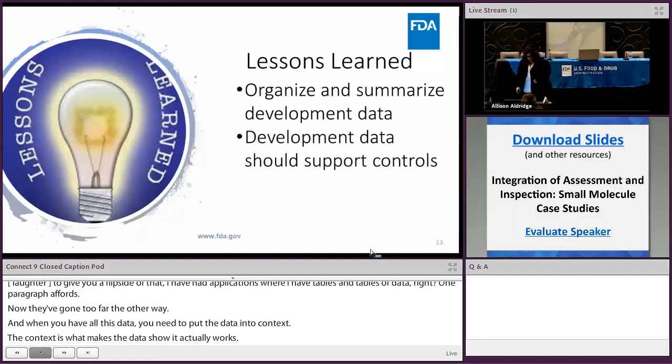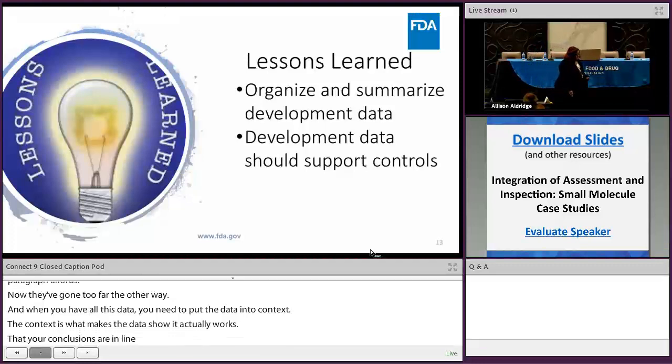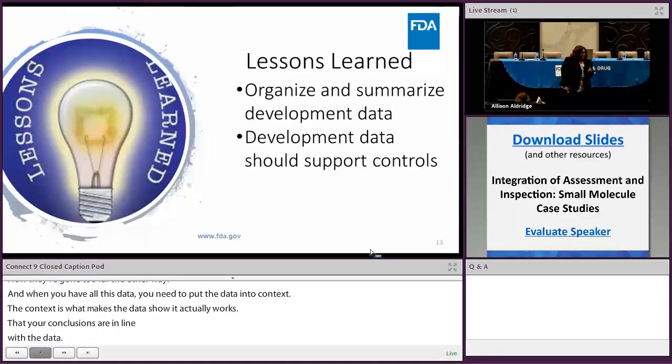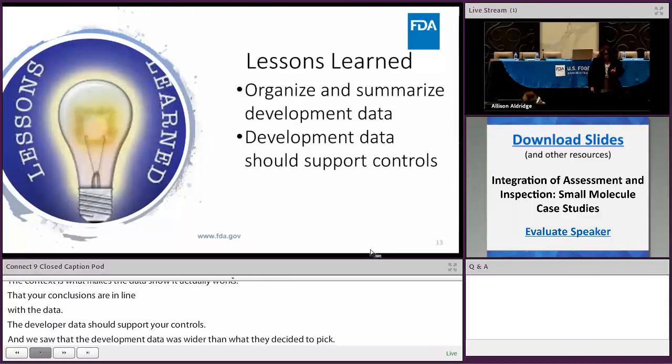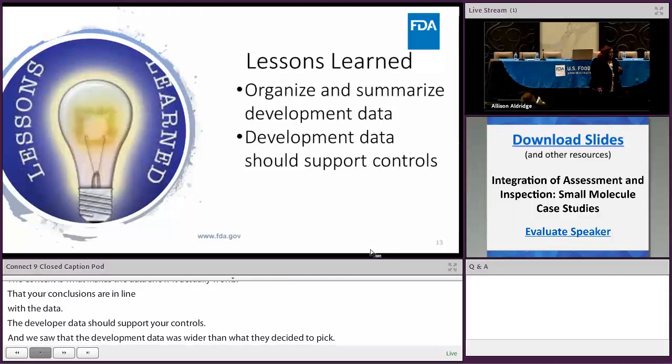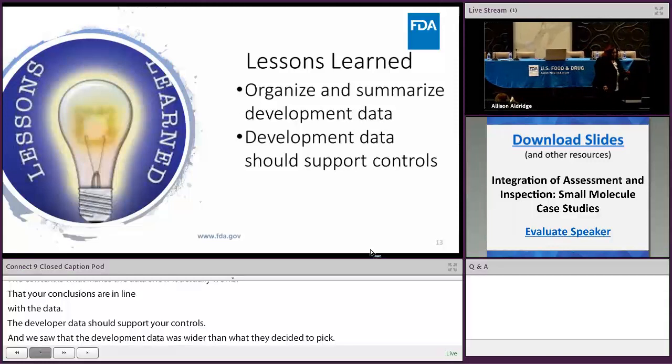The development data should support your controls. And we saw that the development data was wider than what they decided to pick, but they were able to go back and change it after we sent the information requests. But you also want to make sure, if you do go back and change your criteria, that your exhibit batches actually pass those criteria.